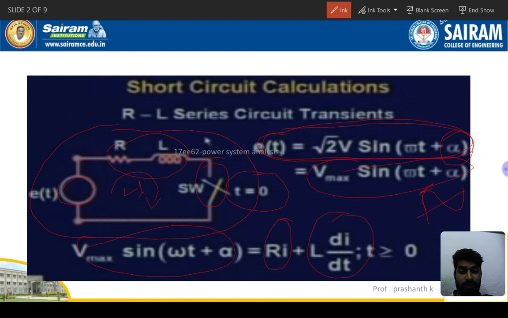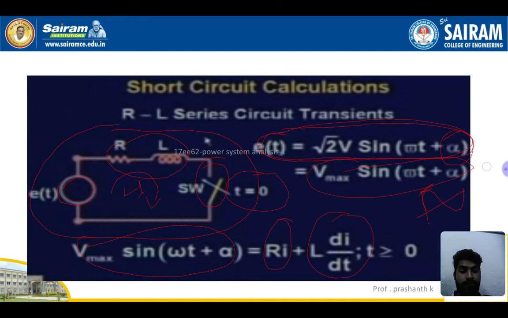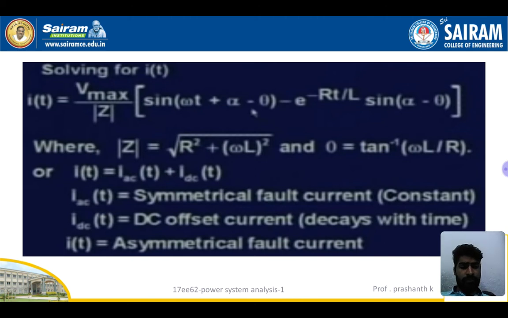Suppose it is observed in the transmission lines. If it is related to transmission lines, suppose the switch is closed, that is a fault, and if the switch is not closed, that is t equals 0 minus, before the fault, and t equals 0 plus, after the fault. So these are the concepts we have. This is basic.